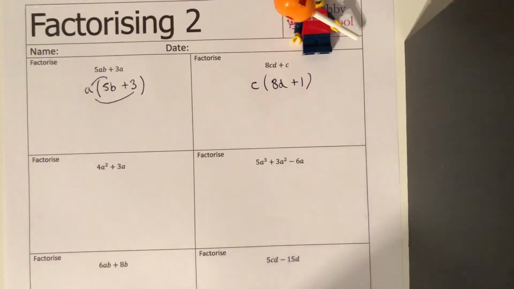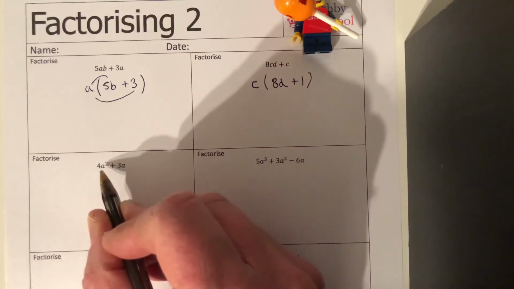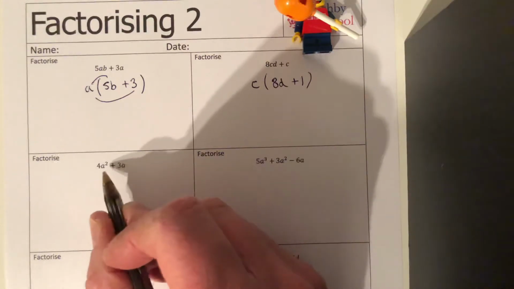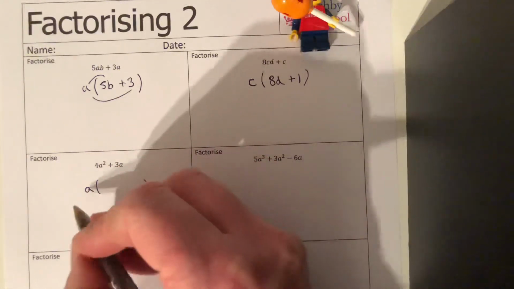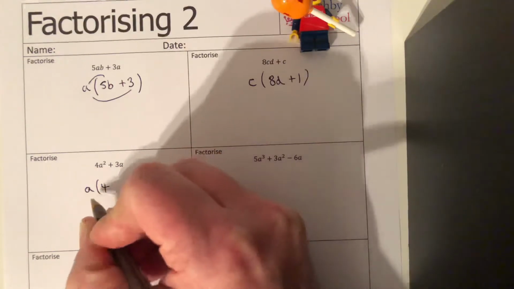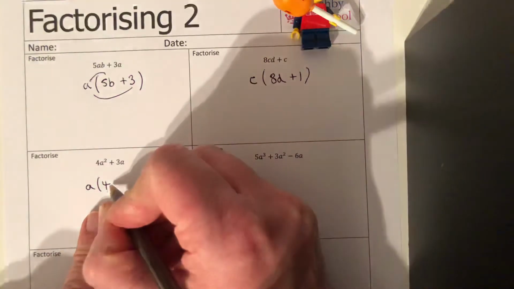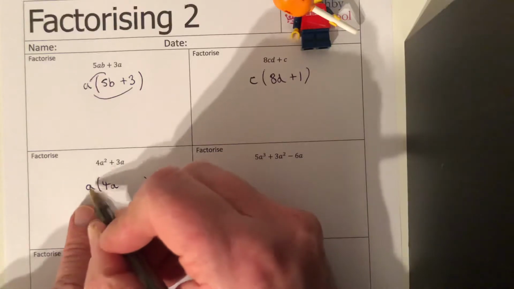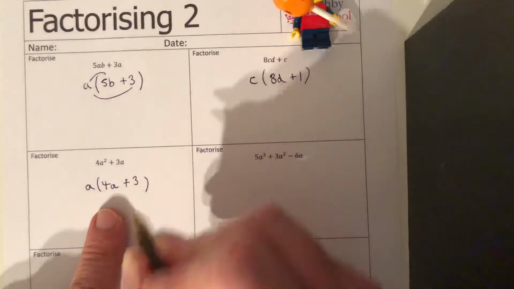Okay, this one's a bit trickier. Number first, 4 and 3, nothing in common. a squared and a: they've both got an a in them, haven't they? So if we take the a out, be careful here. What do I times the a by to get 4a squared? Obviously the 4, but just timesing those two I get 4a, not 4a squared. So I need another a there, i.e. a times a is a squared. a times what is plus 3a? Well, that's easy, plus 3, and that's your lot.